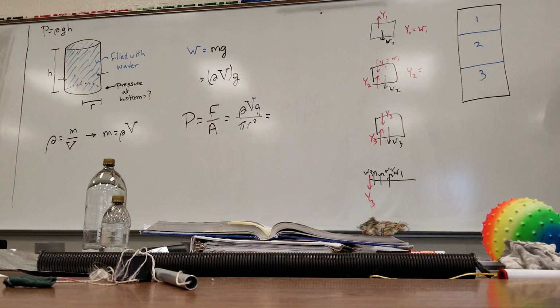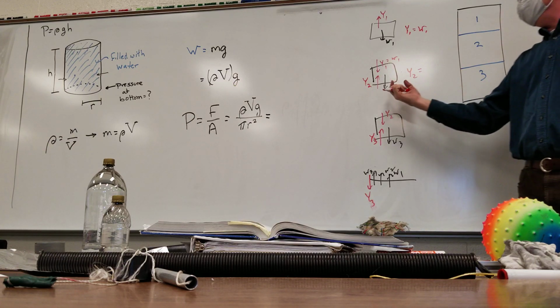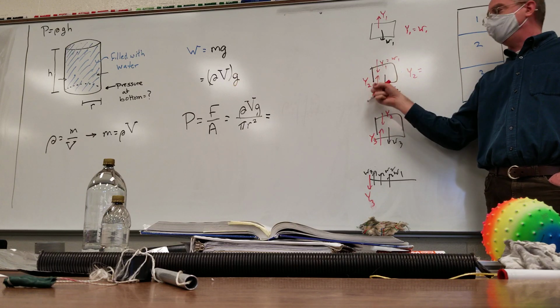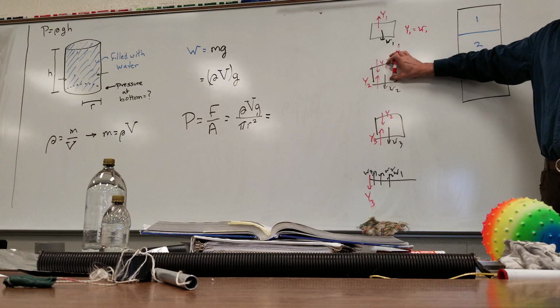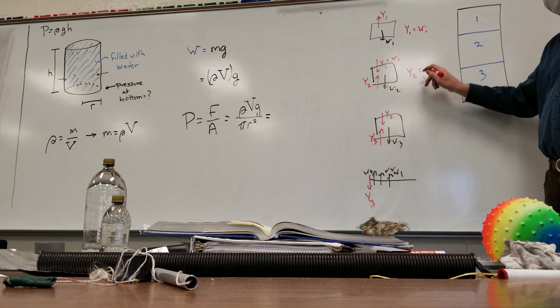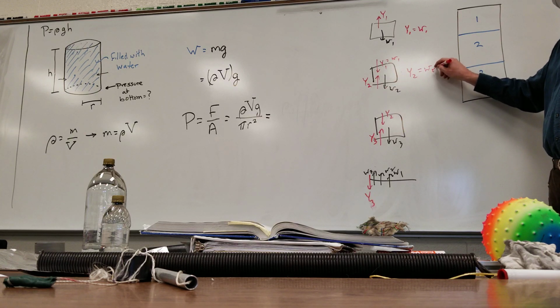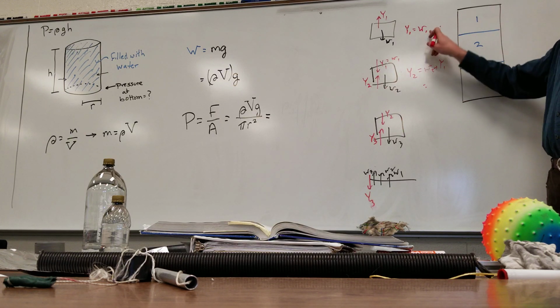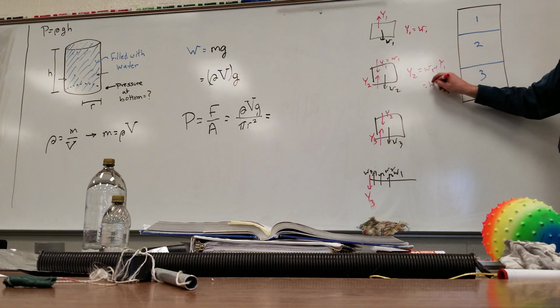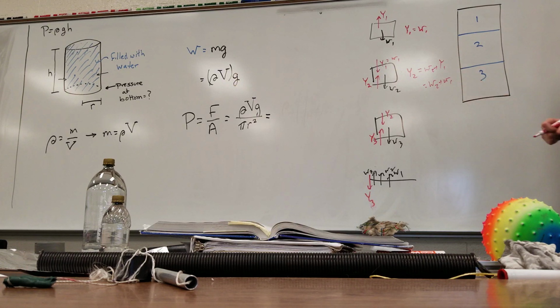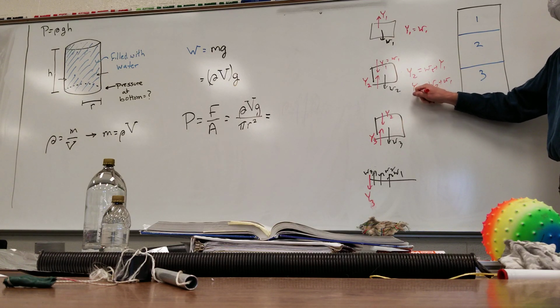Plus y1. Yeah. So I have 2 forces coming down and 1 going up. So y2 has to equal the sum of the 2 going down. So that would be equal to w2 plus y1. But we know y1 is equal to w1, so that's just equal to w2 plus w1. And that's as far as I want to go for this one.